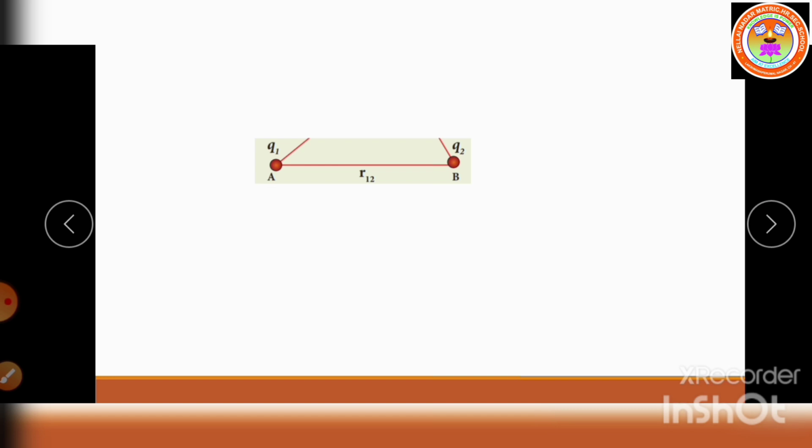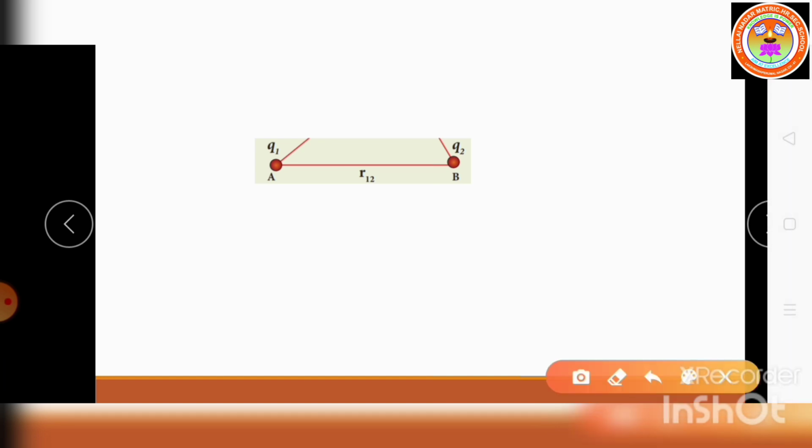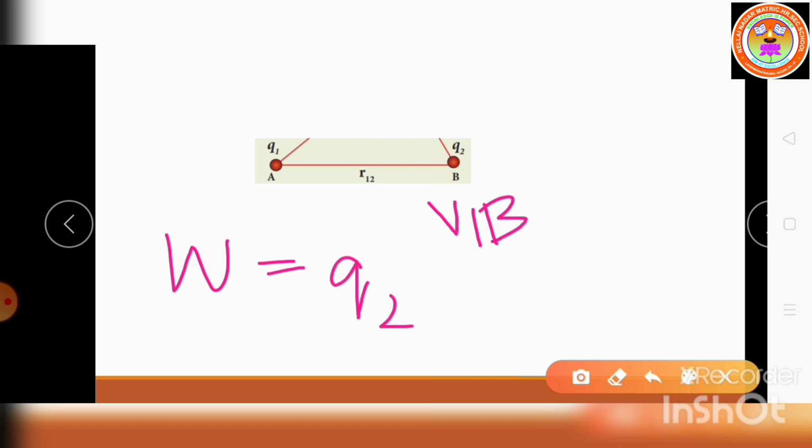So due to the charge Q1, the potential at the point B I take as V1B. Here we know the formula: work done W is equal to charge into potential. Here the charge is Q2 and the potential is V1B.